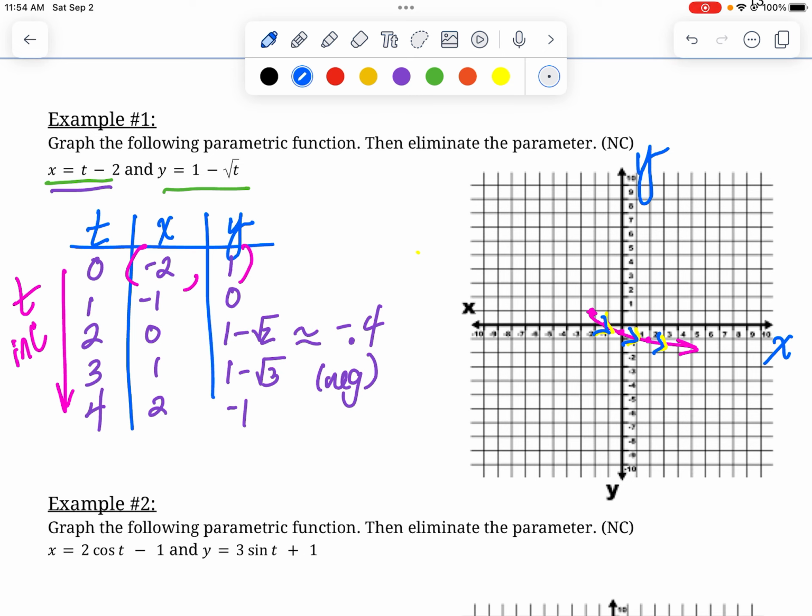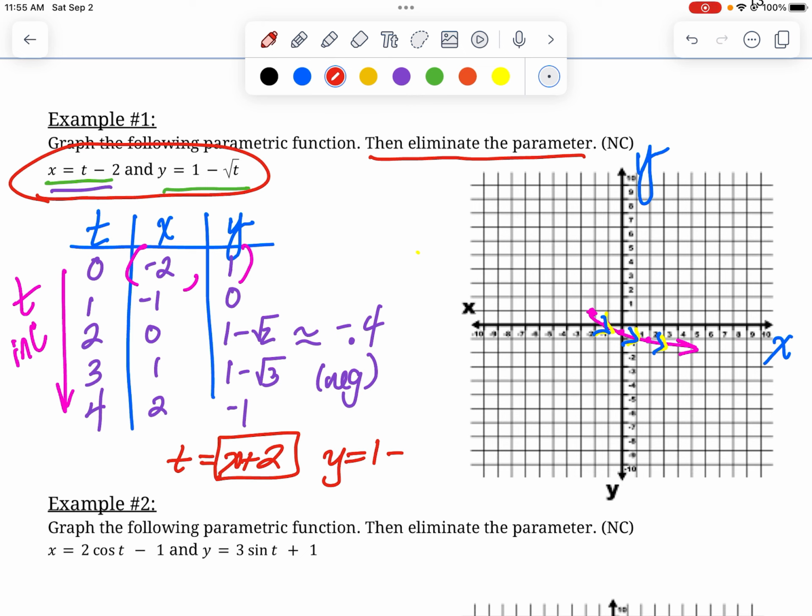Good enough. The last part of this does say eliminate the parameter. So this particular problem works very nicely if you treat it like a system of equations, right? Think about this as a system of equations. And so I know from that, I'm going to write down here at the bottom in red, that t would be x plus 2. And the second equation, I'm not going to rearrange that. I'm going to take this and put it in for t into the second equation, right?